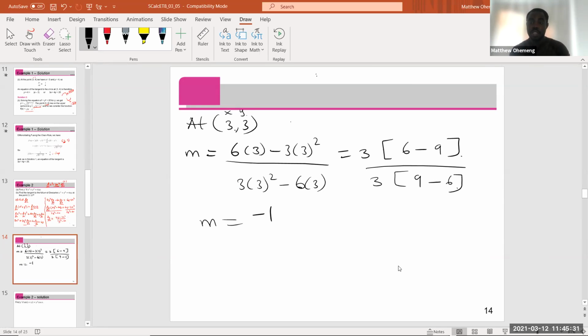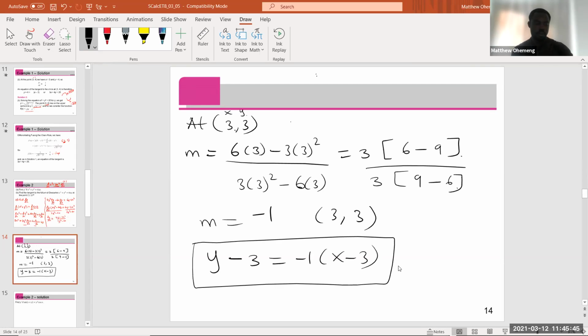Right, so because it's -3 and this is positive 3, that's -1. Now I have the slope to be -1 and I have the point to be (3, 3). So I can get my equation of the tangent line as y minus 3 equal to -1 times (x minus 3). And that's my equation.